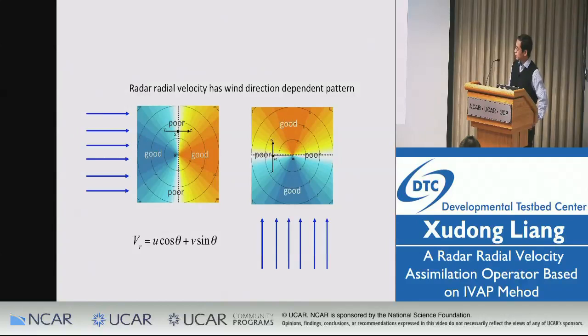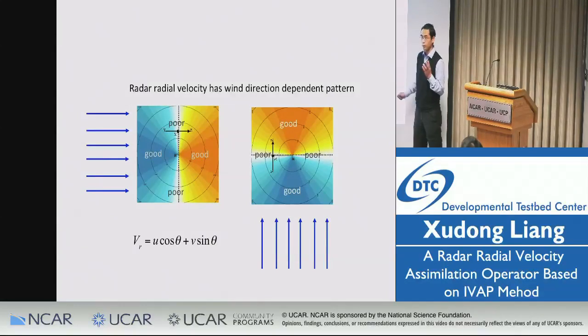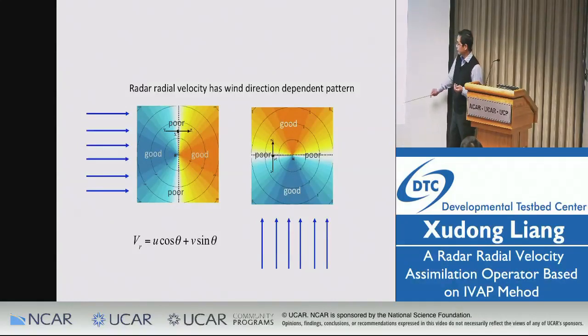Because of that, the pattern of the radial velocity is wind direction dependent. For example, if we have the westerly wind, we have good observations in these regions, and in these regions the observations are poor. In another case, if we have the southerly wind, the observations at this region, inward and outward, are good, and in this region the observations are poor.